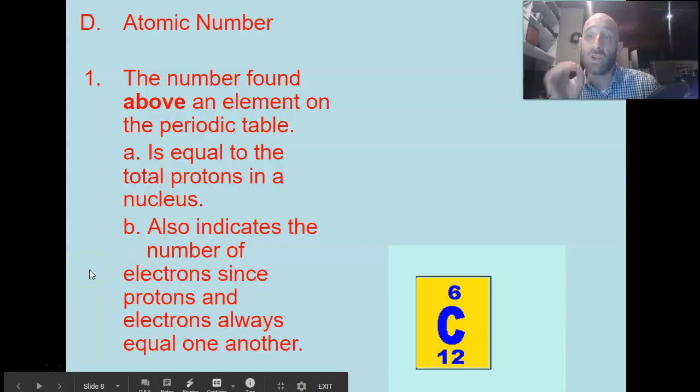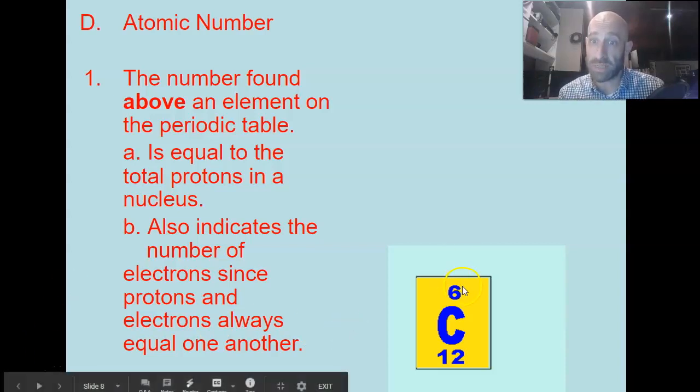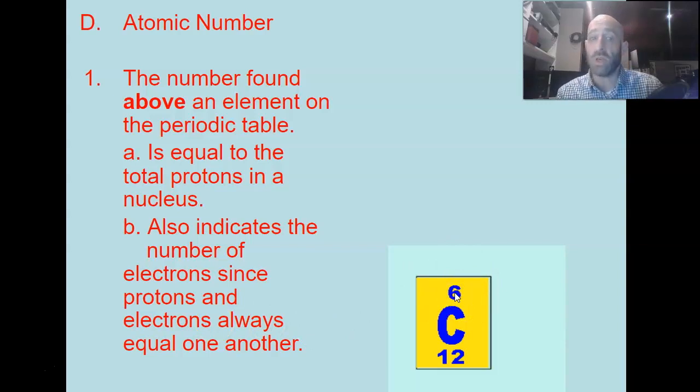In an atom that is neutral, meaning it doesn't have a charge, it's not an ion, which we'll talk about later, that also means the atomic number is going to be equal to the number of electrons. So protons are positively charged, electrons are negatively charged. So if there's no charge on this, so for example, it doesn't say plus or minus next to the 6, that also tells us that it's the number of electrons. So the atomic number tells you the number of protons, and it also tells you the number of electrons as long as it's a neutral element or a neutral atom.